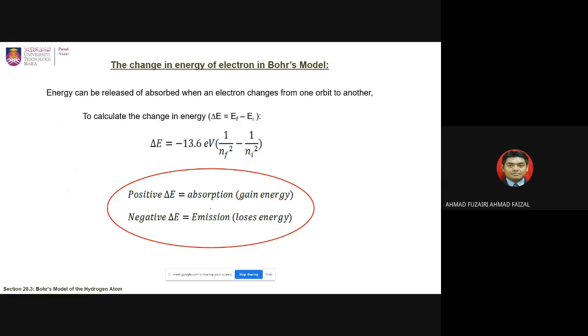Okay, so the change in energy of an electron in the Bohr model. If there are electrons transferring from one orbit to another orbit, we can say that energy can be released or absorbed when an electron changes from one orbit to another. So there is some energy released or energy absorbed when the electron changes. So how can we know?